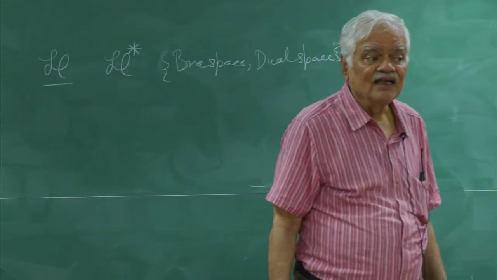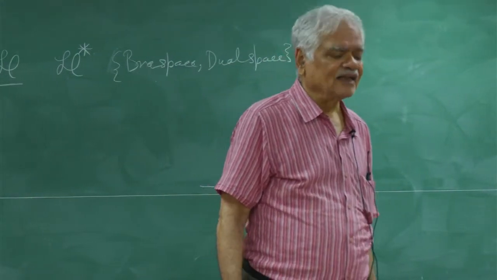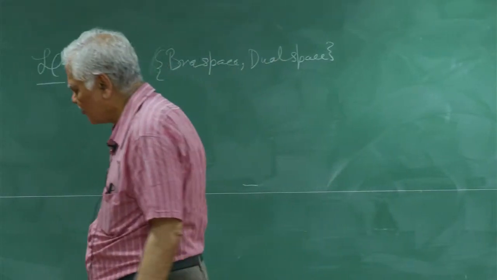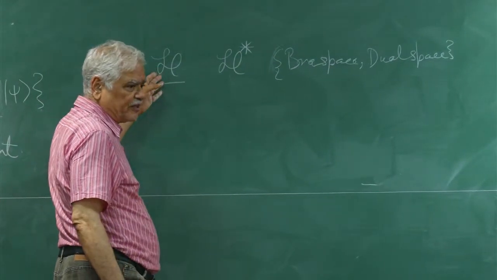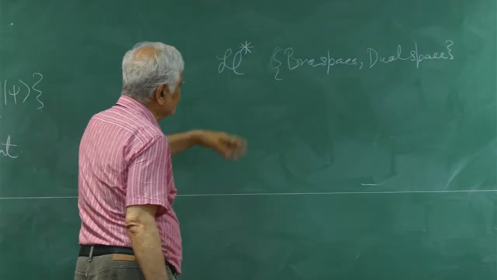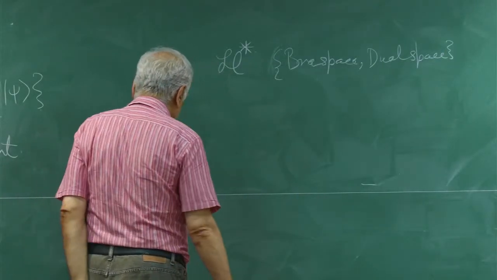Small letters for scalars, big letters for operators. That's it. And this is the symbol for the whole space. This is H star, the bra space or dual space.